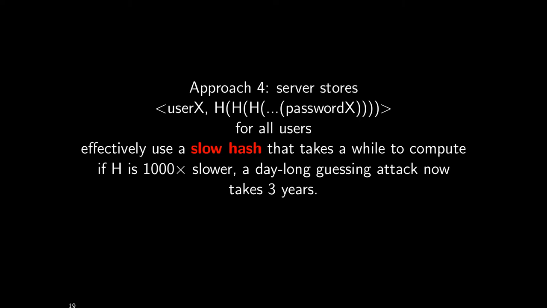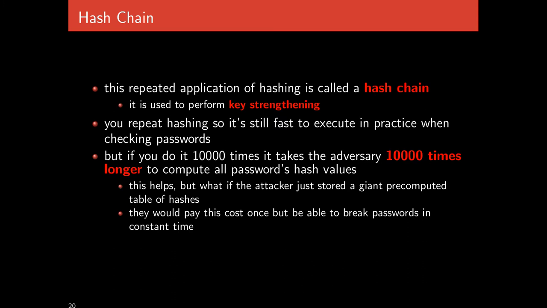So here now, as long as your password is far enough down the guess list that the attacker would have to hazard a guess at your actual password, and each guess takes long enough to do offline, you've managed to strengthen your password in this way. You've introduced a long delay for the attacker. This repeated application of hashing is also called a hash chain, and key strengthening is the name of this technique. The idea being you repeat hashing so it's still fast to execute in practice when you're checking the passwords, but it becomes infeasibly longer for an adversary to compute all of the passwords' hash values.